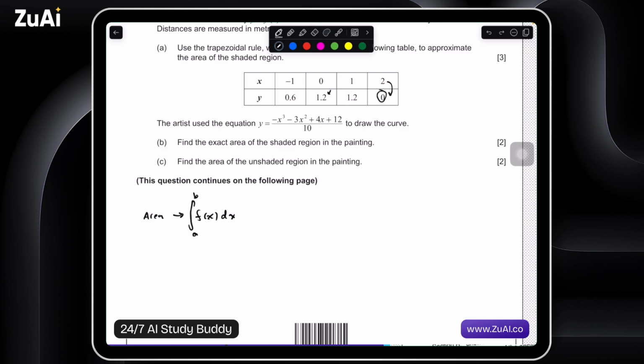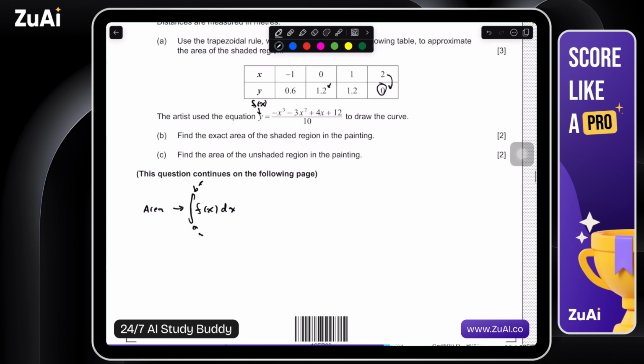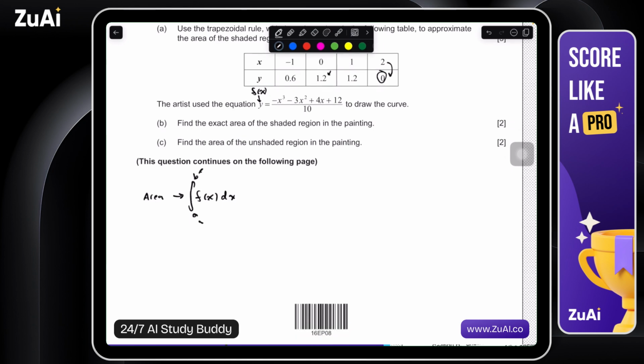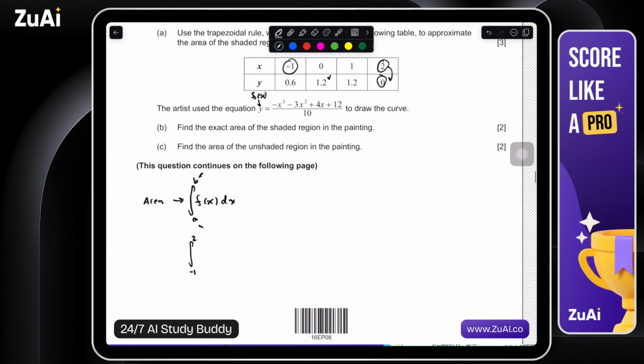All right, so this is our function right here. This is our f of x. In this case, we should be able to just plug this in, and if we know our starting point and our ending point, we should be able to find the exact area of the shaded region. So let's go ahead and work that out. Our starting point is -1, that's our lower bound, and we're going to go all the way up to 2, that's going to be our upper bound.